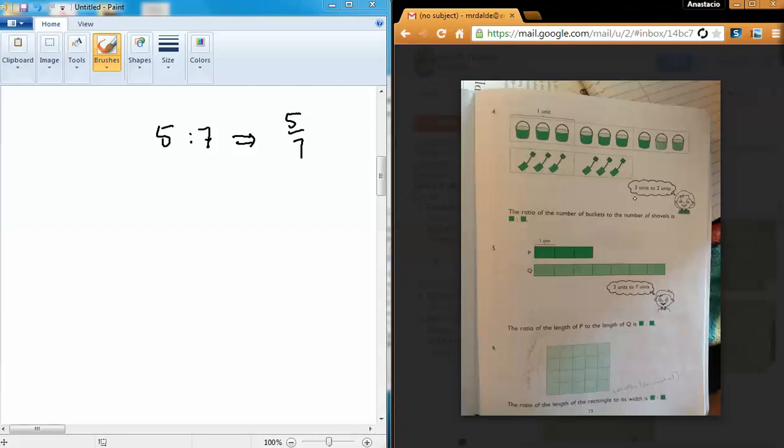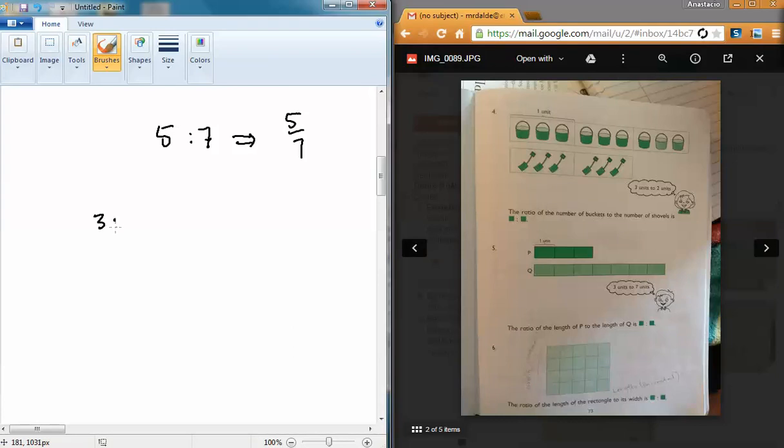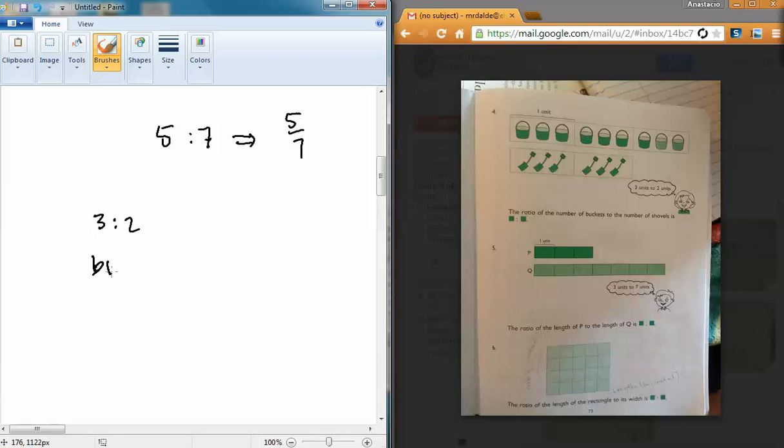All right. The units, oh, I see. The ratio of buckets to the number of shovels is 3 to 2, because there's 3 groups of buckets for every 2 groups of shovels. 3 to 2. But to be honest with you, I would rather think of it like this: buckets to shovels. If you were to ask me what is the ratio of the buckets to shovels, I would say 9 to 6, right?